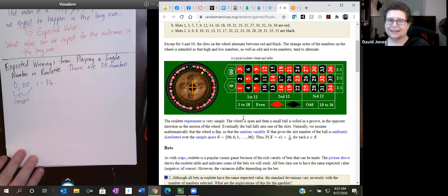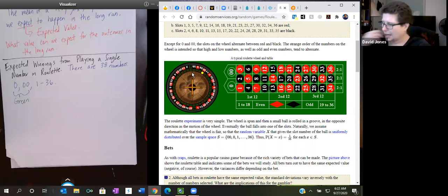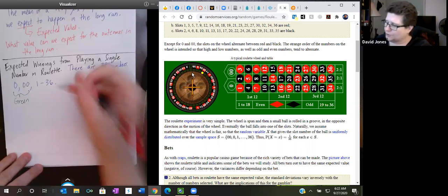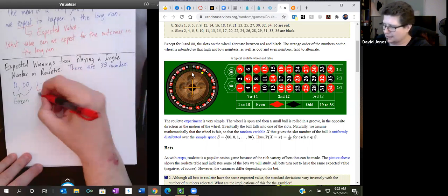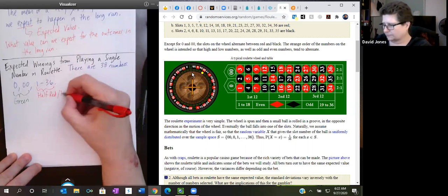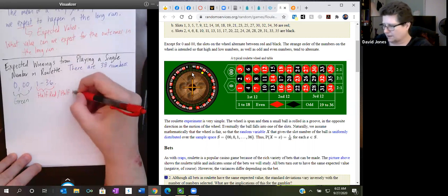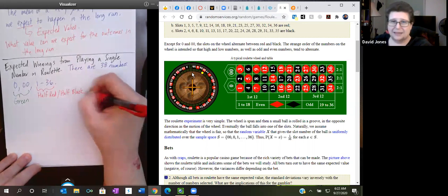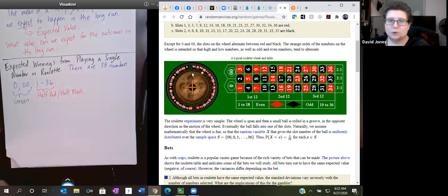There we go. Okay. So 0 and double 0 show up as green on the roulette wheel. And then half of 1 through 36 is red, and half of them are black. And notice if you look at the table, it's not just that the odd numbers are red and the even numbers are black.